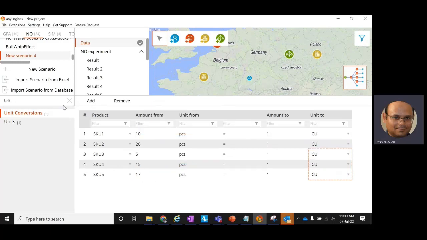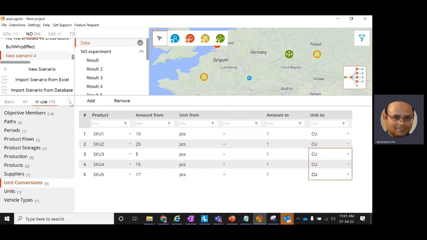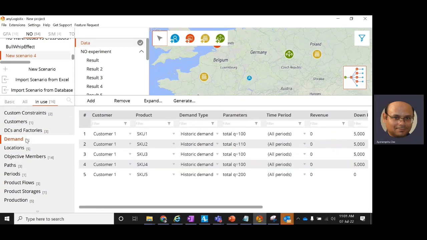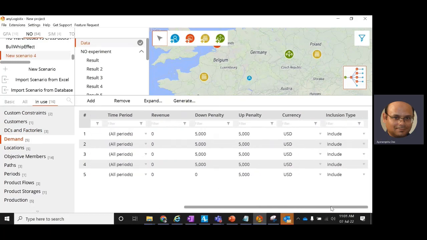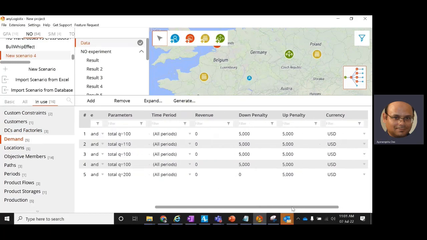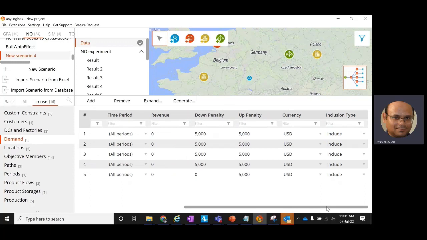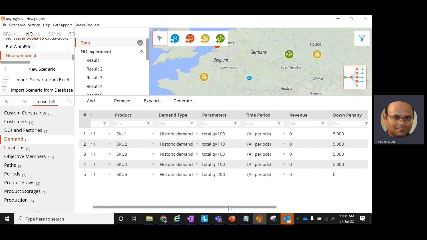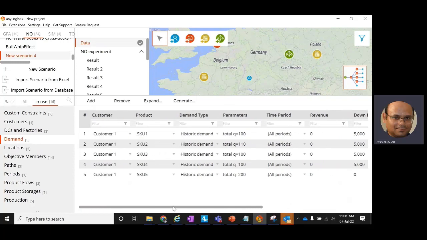Okay. And then we will see whether all the tables have the same units or not. We go through the tables one by one. Here in the demand table, we see that there is no place for defining the volume unit, and essentially it will assume the units the products are defined in.